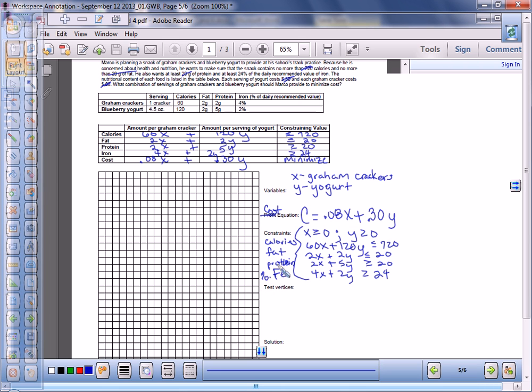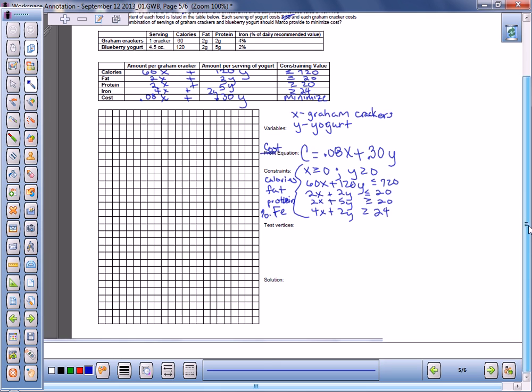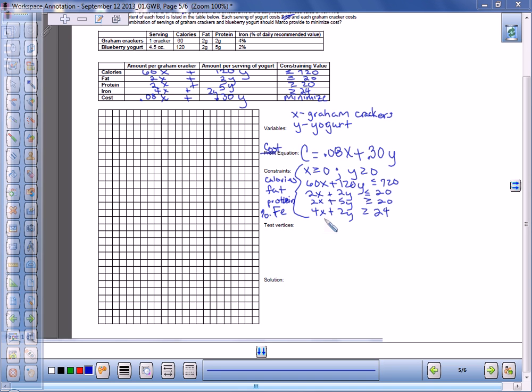Okay, now we have the important stuff. We've got our variables, we've got our cost, we've got our constraints. Now we need to graph. But in order to graph, we have to determine a nice counting scale for our graph. So let's look at what we're dealing with. Our first equation is 60x plus 120y is less than or equal to 720. Let's determine the intercepts of that line. If I plug in 0 for x, it goes away, and y would be 6.